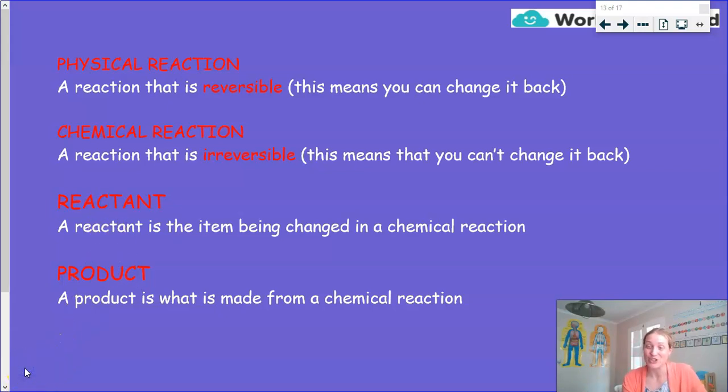Okay, so there's the new words to put into your vocabulary bank. Physical reaction, chemical reaction. Reversible, that's physical. And irreversible, that's chemical. A reactant and a product.